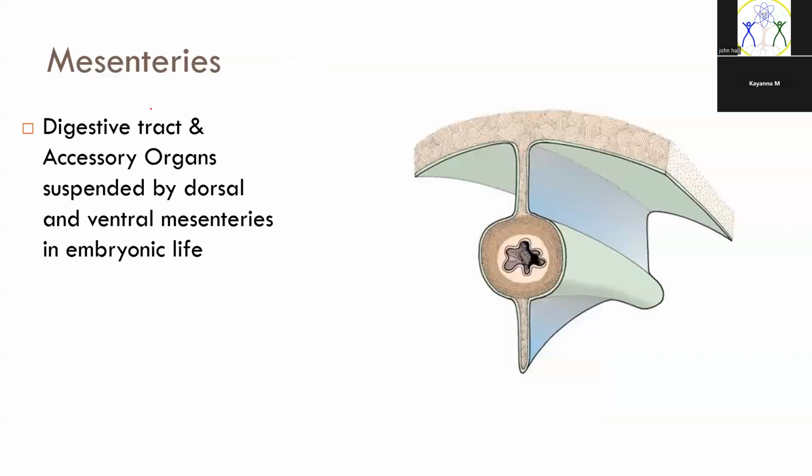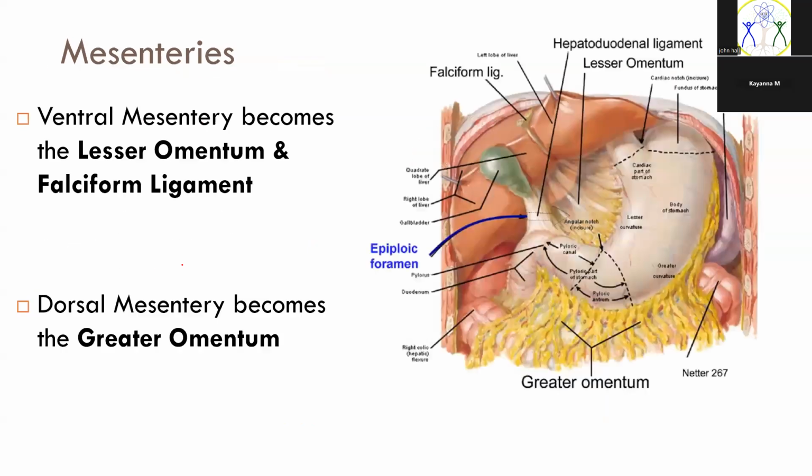So as I said, mesenteries, digestive tract, accessory organs, they're suspended by dorsal and ventral mesenteries. It mentions here in embryonic life, right? Then now the ventral mesenteries are going to become the lesser omentum, which I mentioned earlier. Remember, the lesser omentum is going to attach now to the liver.